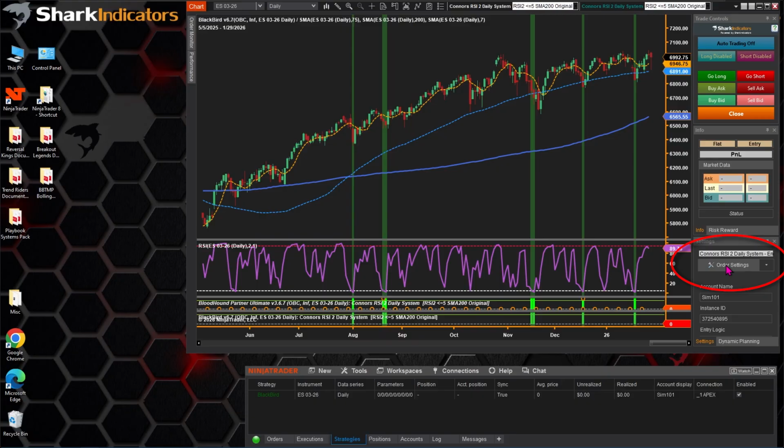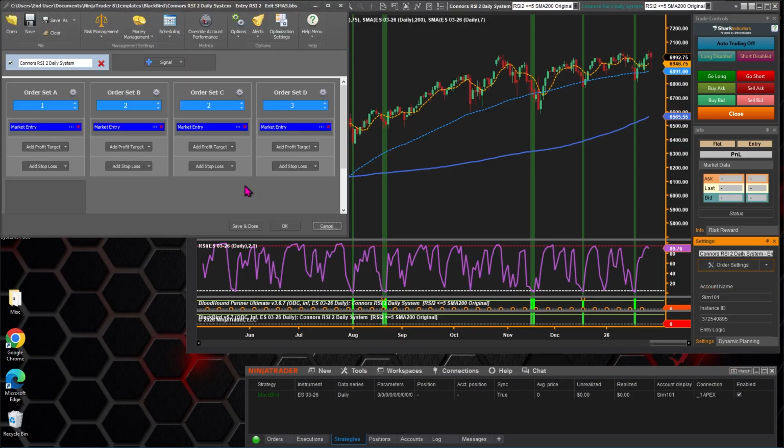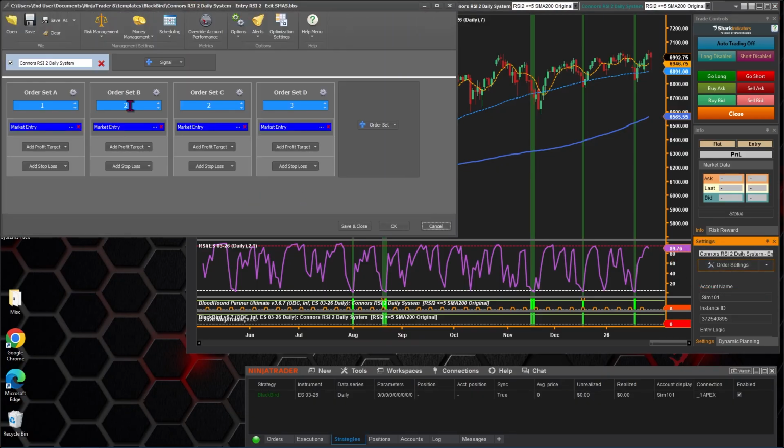So let's open up Blackbird and take a look. The first thing we notice is that there are quite a few order sets here. That's simply because sometimes you'll get multiple entry signals. If the market keeps going down, as it did here, but it did have an up bar, that up bar simply pushed the RSI out of oversold.